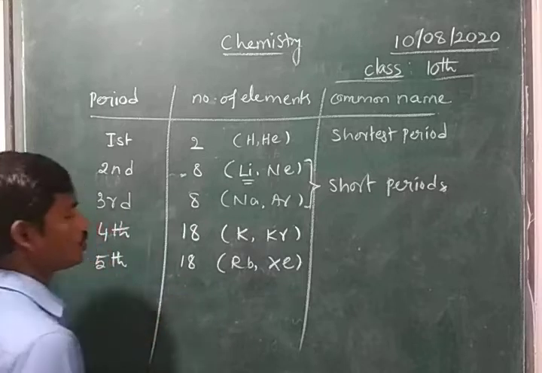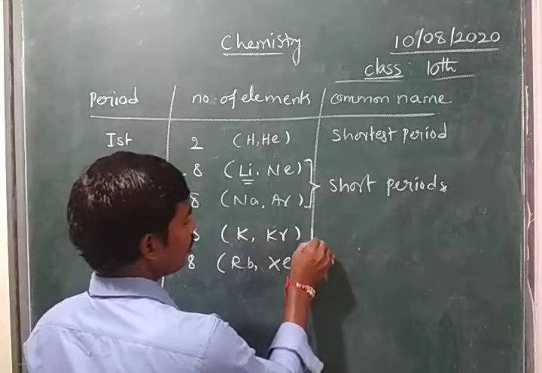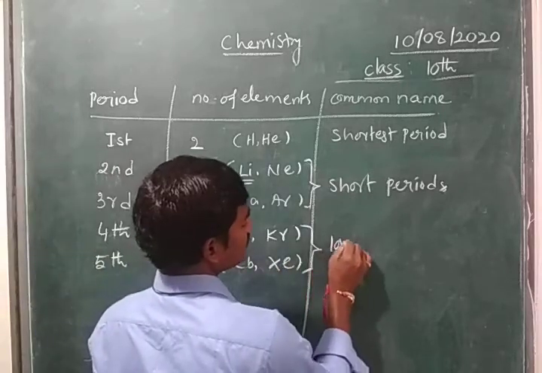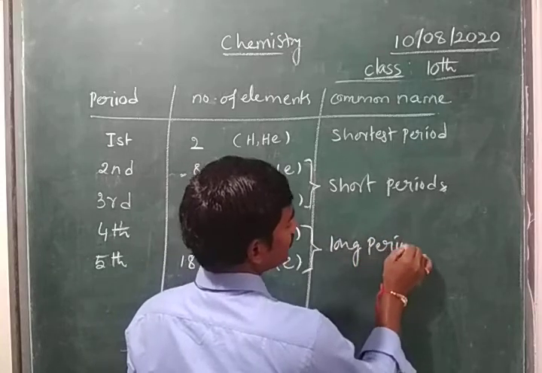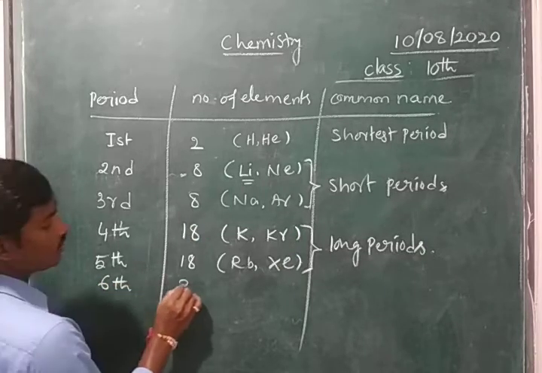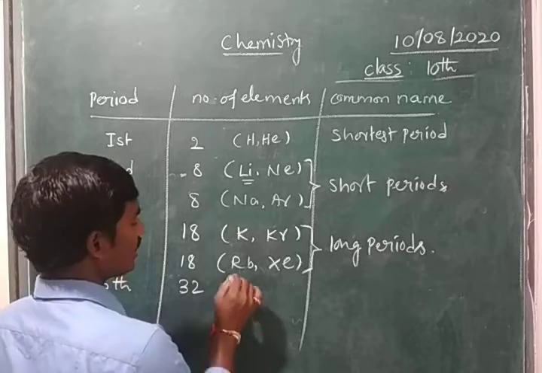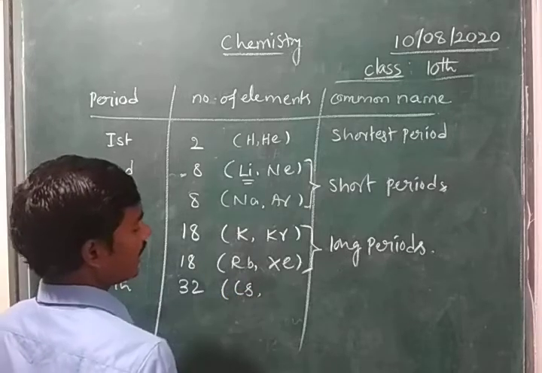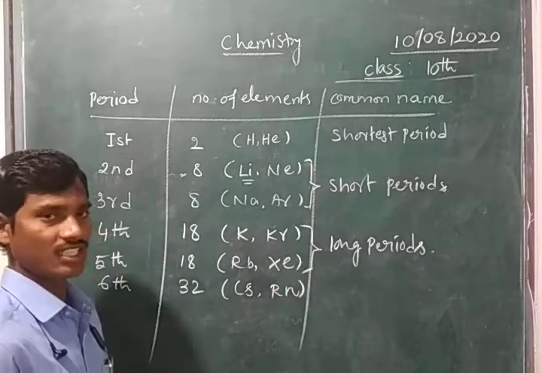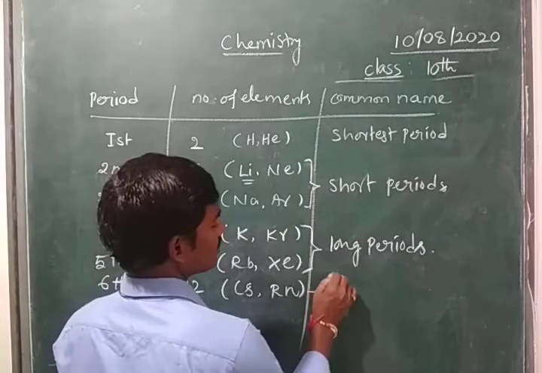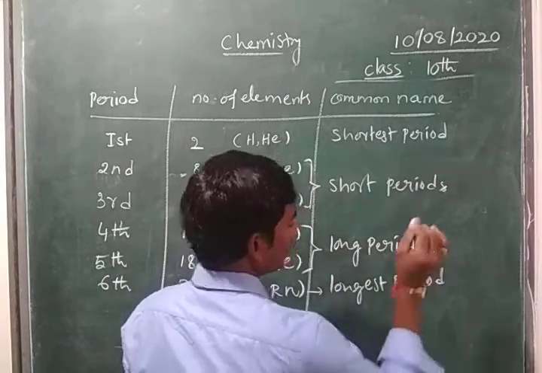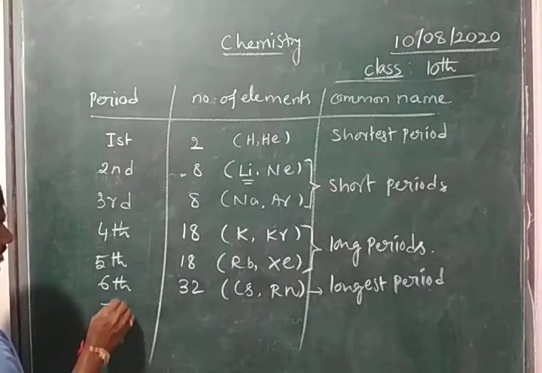So these two periods consist of a total of how many elements, children? 18 and 18. That's why we have to consider them long periods. Long periods. And here the sixth period consists of totally 32 elements, children. It starts with cesium and ends with radon. So totally 32 elements are there in the sixth period. That's why we consider it the longest period. Longest period.